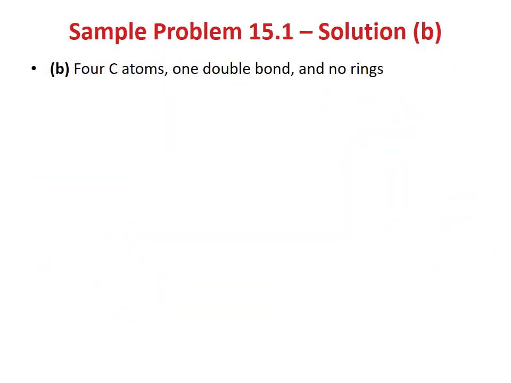In question B, 4 carbon atoms, 1 double bond. First, let's draw the 4 carbon chain, so 1, 2, 3, 4. And then we add a double bond. So the double bond can be on the first carbon. Or let's draw another skeleton and put the double bond on the second carbon.